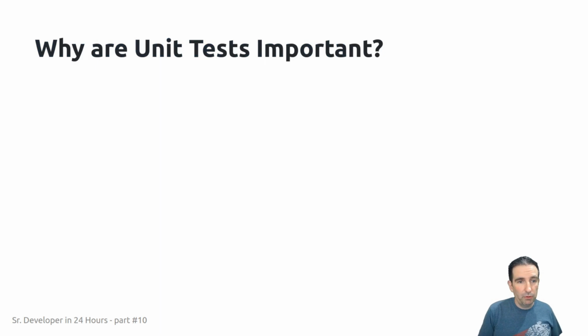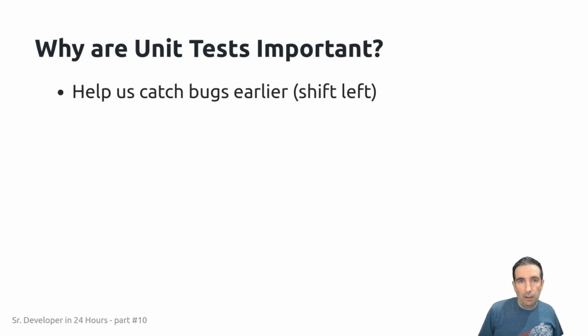Okay, so the first thing is, why are unit tests important in the first place? The most obvious thing is that they help us to catch bugs earlier on in the development process. So we're shifting left the detection of bugs, and the sooner we detect that we have a bug, the cheaper, the easier it is to fix that bug.